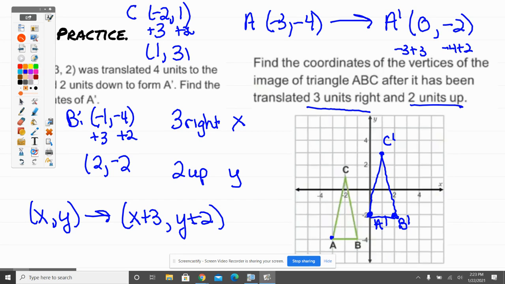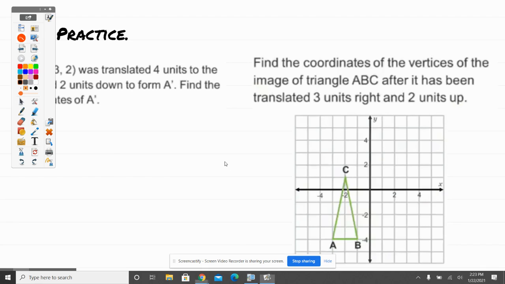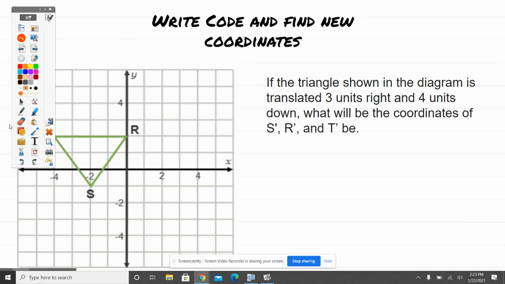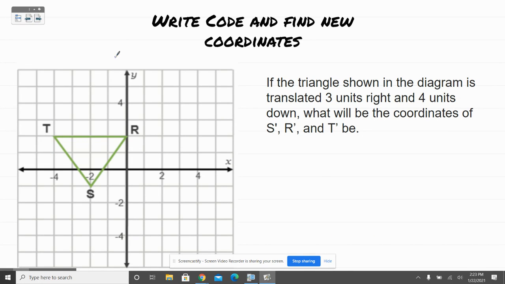But yes, you could just count it if you want, and some of you might say that would be way easier, and I'm not going to argue with you. So why don't you go ahead and do this one? You can write the code. I do want you to practice with the code. If I go 3 to the right and 4 down, what will my code be?